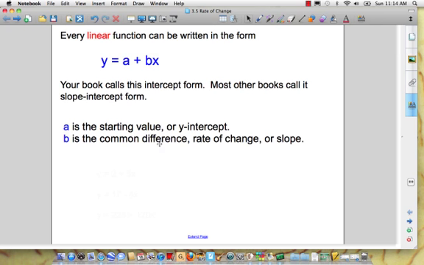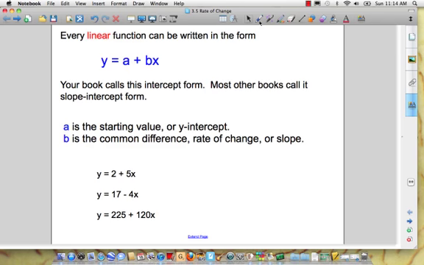And b, to think about sequences, b is the common difference. It's for each successive term, how much do you add or perhaps subtract. Quite often in real-world examples, it's useful to think of that number as the rate of change. And then graphically, it's the slope or the steepness of the line. So here's a bunch of examples.